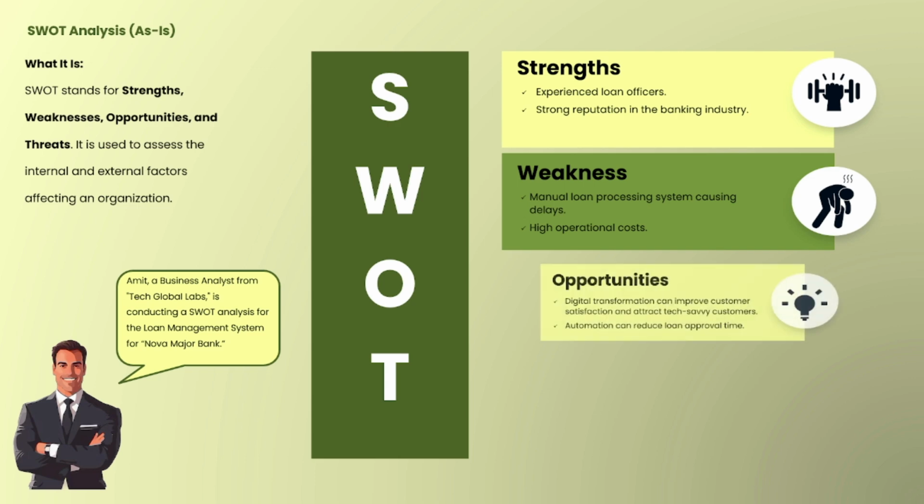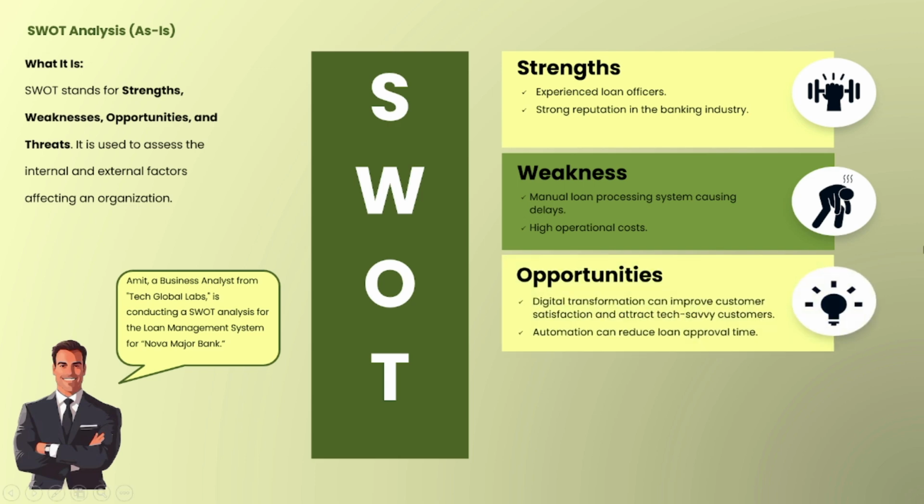Now let's check the opportunities. The opportunity is that, on the basis of the weaknesses, digital transformation can improve customer satisfaction and attract tech-savvy customers as well. So digital transformation is one of the opportunities identified. Then automation can reduce loan approval time. Meaning the loan approval time taken by the previous system, whenever a new system is going to be developed, automation should be there, so it can reduce the loan approval time as well.